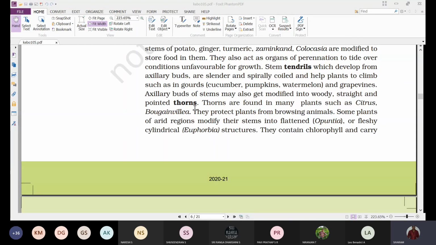the stem becomes flattened and thick. The best example is Opuntia. Generally, we keep Opuntia for show purposes in houses. It has an oval-like structure which is green in color, and on that we find a large number of spines. They are not called thorns; they are called spines.